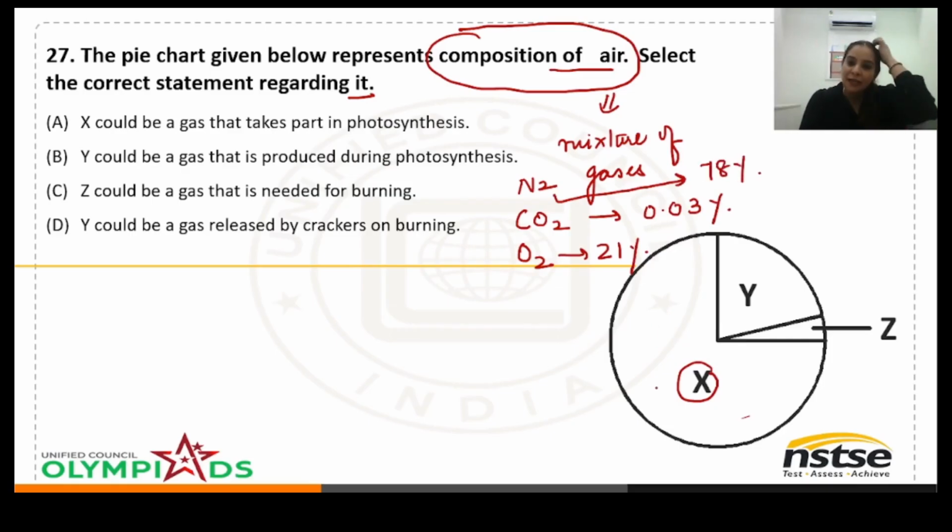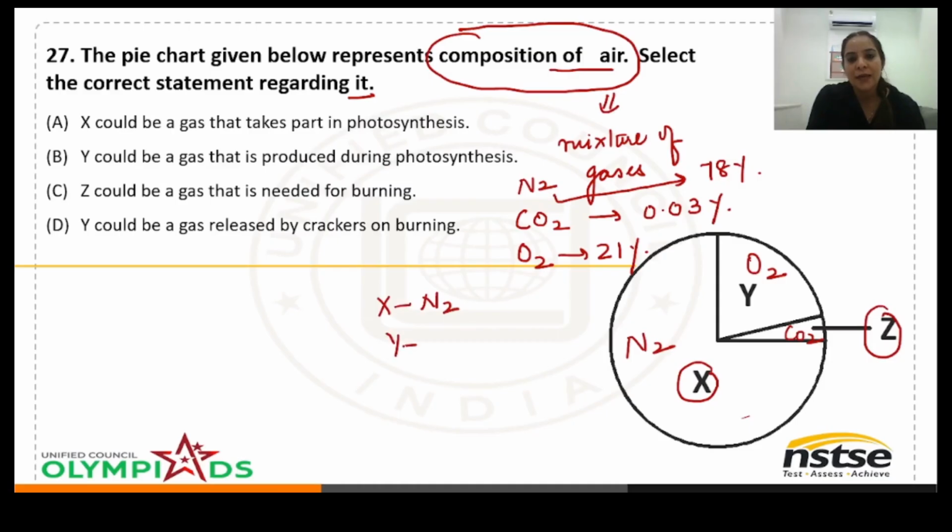So that means the area which is more represents the nitrogen gas. The second area would be oxygen, because oxygen comes second, and third, which is the small one, is carbon dioxide. So that means X is nitrogen, Y is oxygen and Z is carbon dioxide. Now let's read up the options quickly. X could be a gas that takes part in photosynthesis.